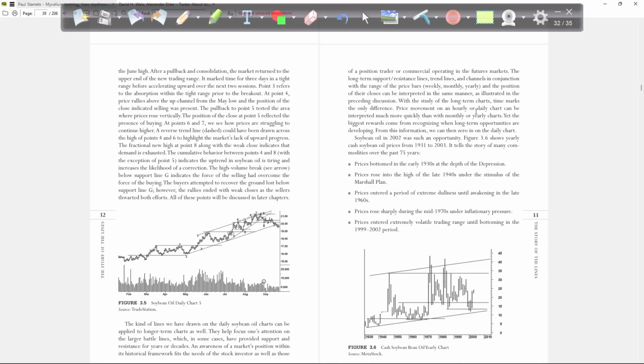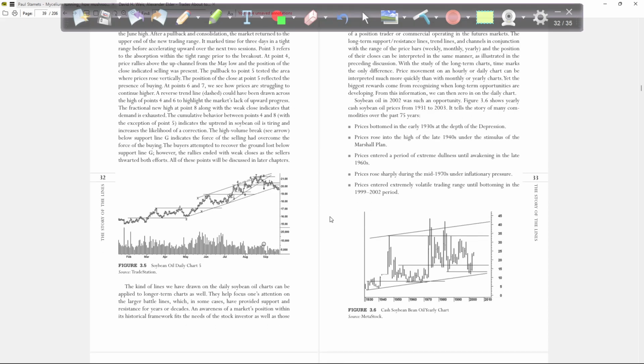With the study of the long-term charts, time marks the only difference. Price movement on an hourly or daily chart can be interpreted much more quickly than with monthly or yearly charts. Yet the biggest rewards come from recognizing when long-term opportunities are developing. From this information, we can then zero in on the daily chart. Soybean oil in 2002 was such an opportunity.